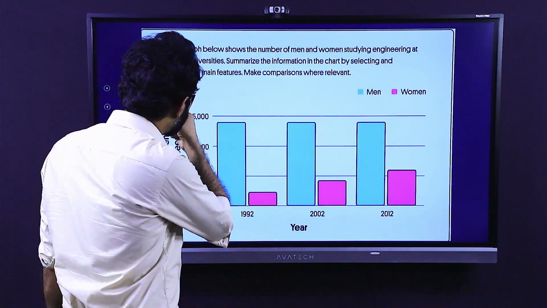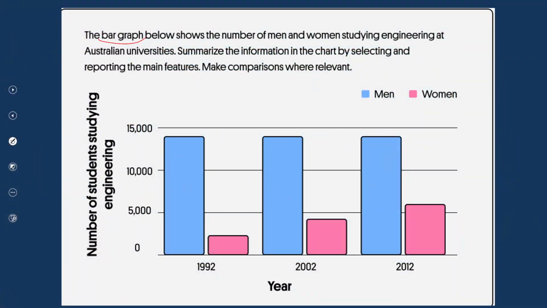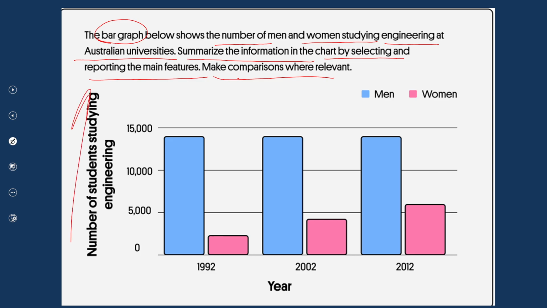Similarly, students, this is a bar graph. It shows the number of men and women studying engineering at Australian universities. Summarize the information in the chart by selecting and reporting the main features. Make comparisons where relevant. So these are the number of students studying engineering from 0 to 15,000, and we have data collected from 1992 till 2012.